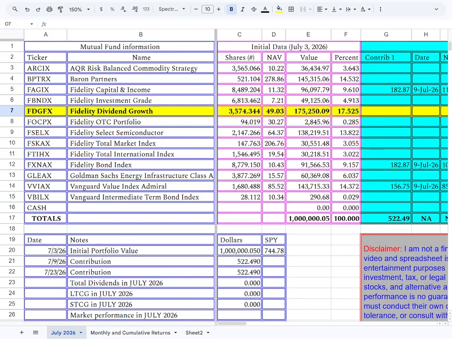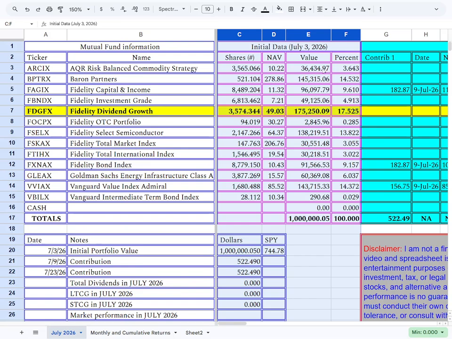Now, this Excel tracker is much improved than the one I shared on July 3rd. It has nice color coded blocks and stuff. And as you see, column C, D, E, F, these represent the starting points as of July 3rd, 2026.